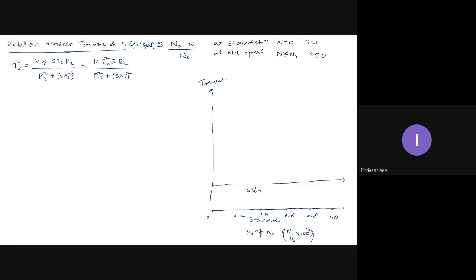So when speed is 0, slip is 1. When speed is ns, slip is 0. If speed is increasing towards the right, slip will be increasing towards the left. At 80% of the speed, the slip will be 20%. At 60% of the speed, the slip will be 40%. At 40% of the speed, the slip will be 60%. At 20% of the speed, the slip will be 80%. At 0% of the speed, the slip will be 100%.